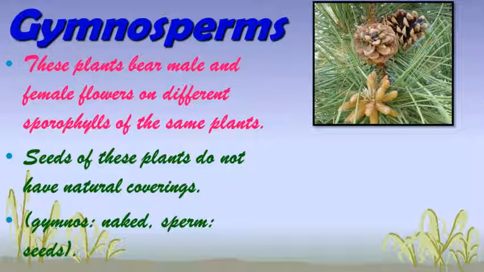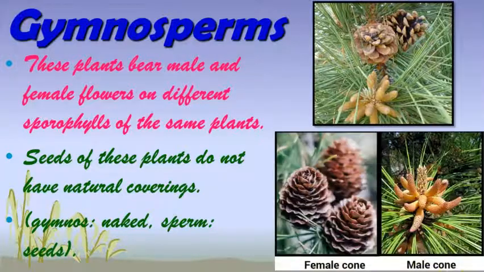Sporophylls means leaves which bear sporangia, that is, spores, as we have seen in our previous slide. The seeds of these plants do not have a natural covering, that means the seeds are without covering. The word gymnosperm is again divided into two parts: gymnos means naked and sperm means seed, so their seeds are without covering.